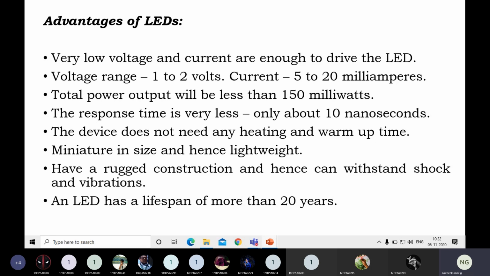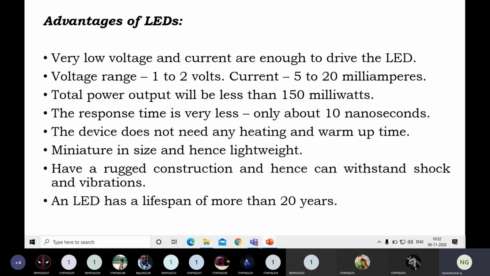And talking about the advantages of LED lighting, these advantages are compared to tungsten filament lamps and fluorescent tubes. So very low voltage and current are enough to drive the LED. Voltage range is 1 to 2 volts. Current is 5 to 20 milliamperes. Total output will be less than 150 milliwatts. Okay, so very good in terms of power consumption, economic I must say.